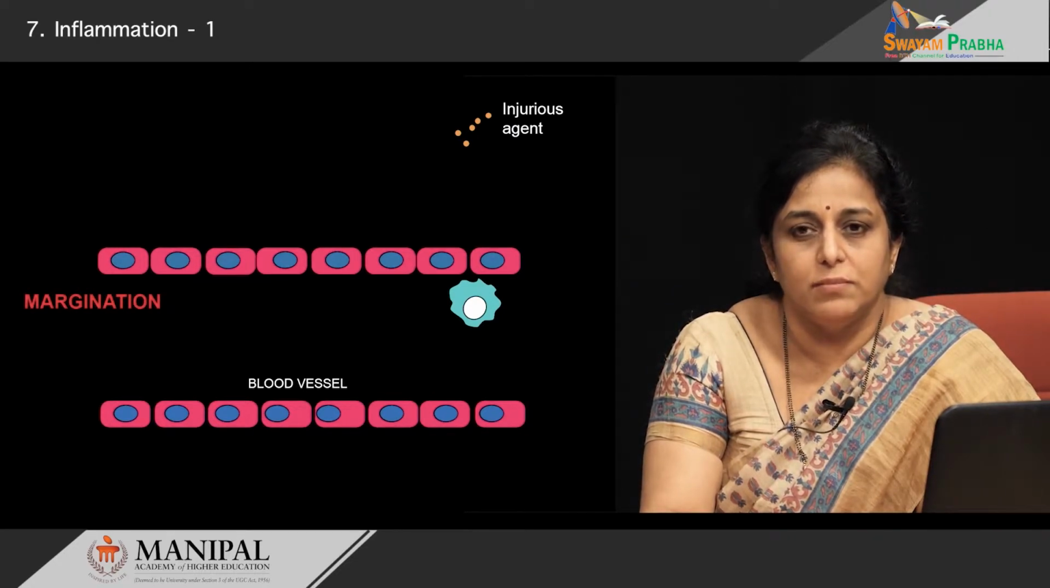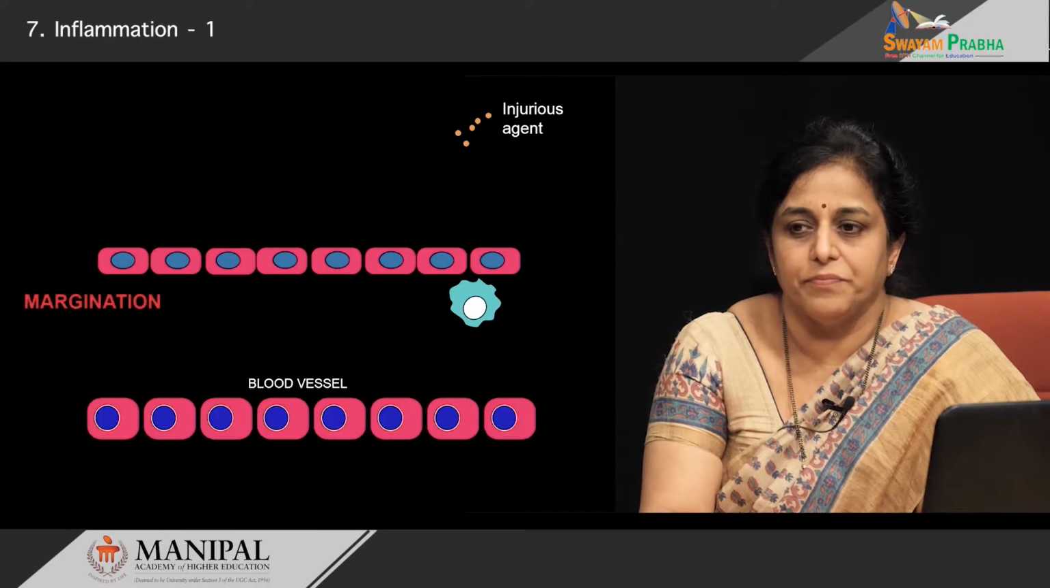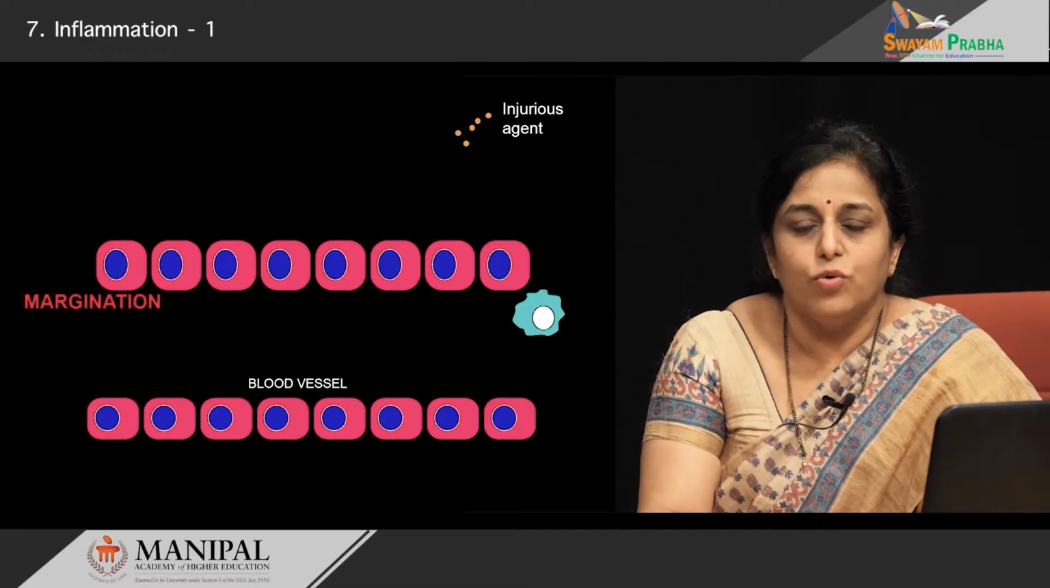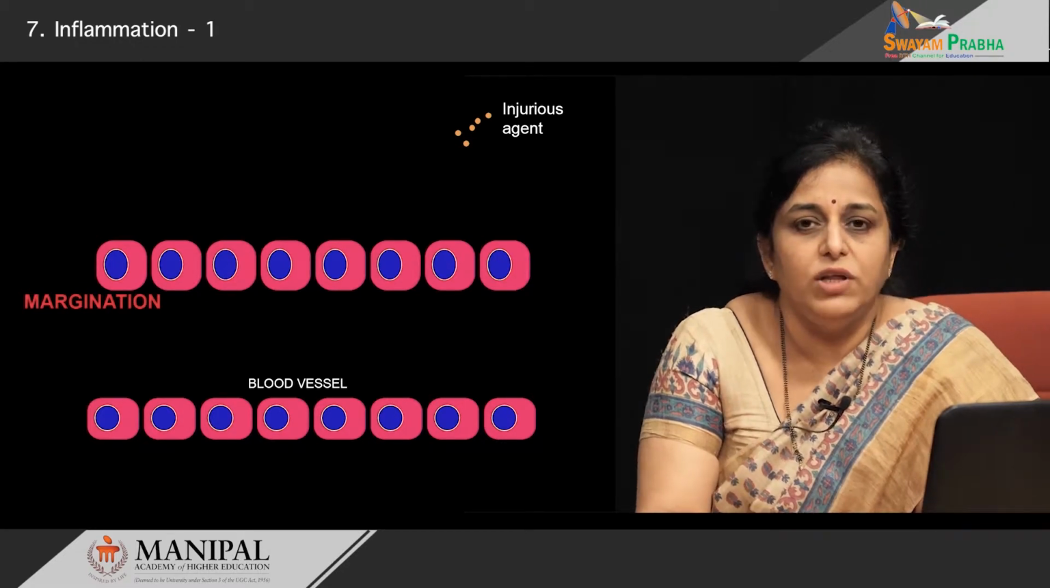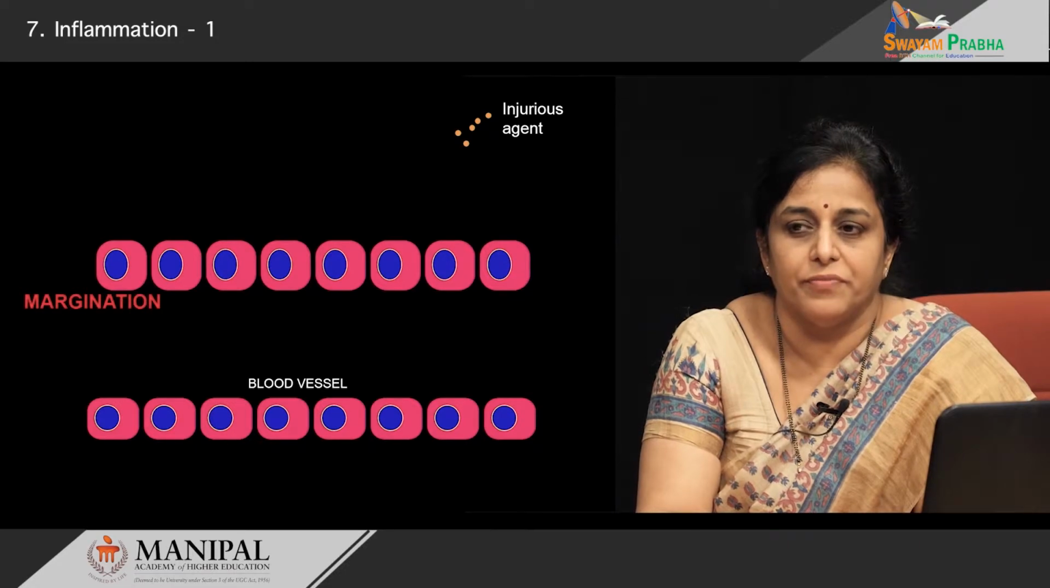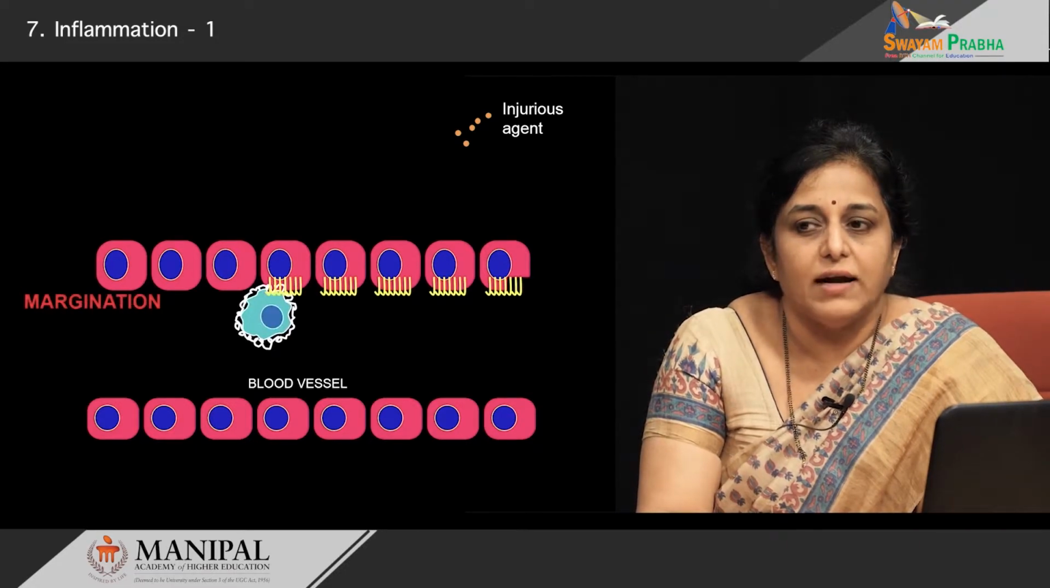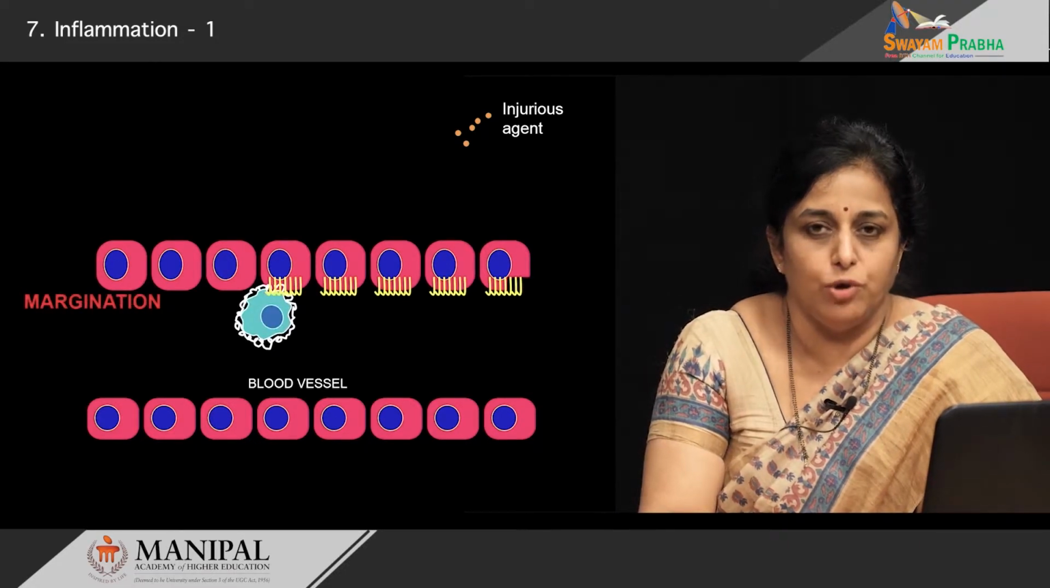So, this term is called margination. Now, you can see the leukocytes are moving at the periphery because of margination. At around the same time, because of the injurious agents or the release of various other substances, the endothelial cells get activated. The endothelial cells start expressing certain adhesion molecules.